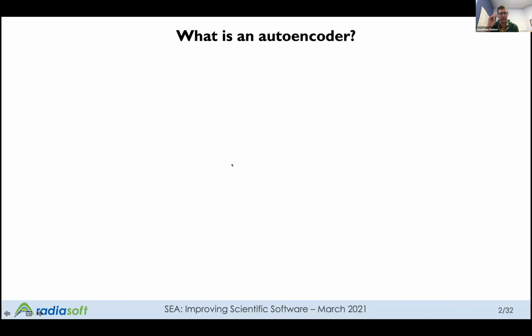So the first thing I want to talk about is what exactly is an autoencoder. I'll go through some background on autoencoders, and then I'll talk about some specific applications that we've been interested in for anomaly detection, and how we've been applying autoencoders for anomaly detection, specifically in particle accelerators.